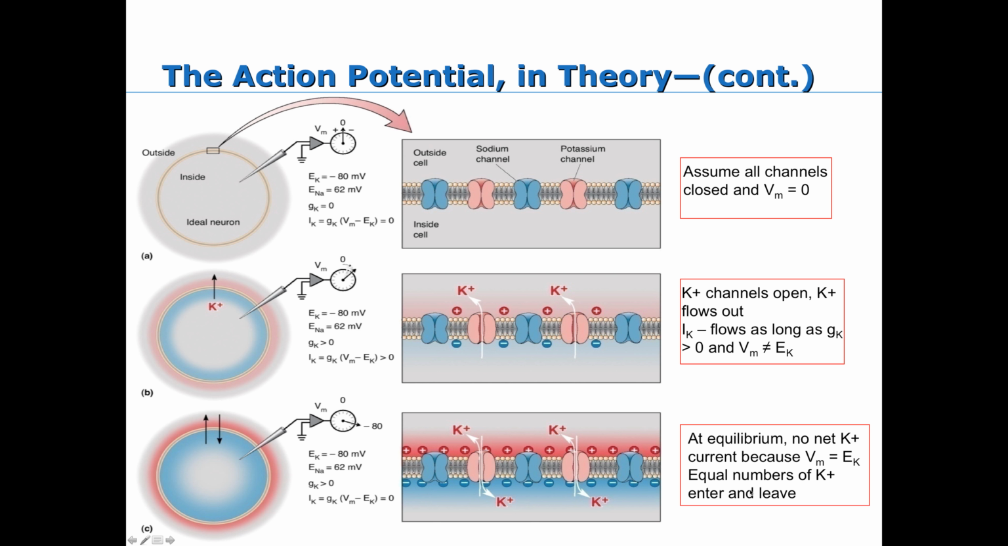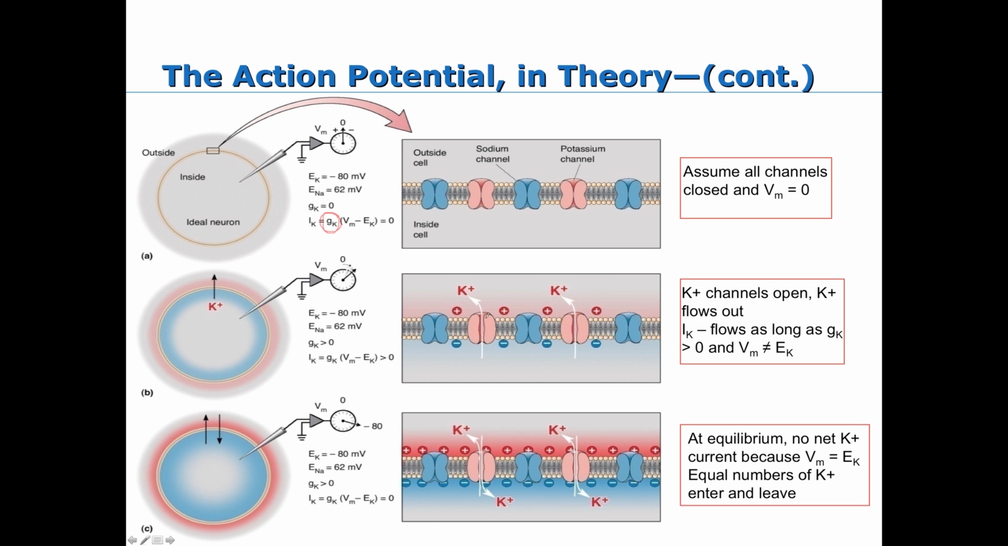So here's an ideal neuron, and this is looking at the action potential in theory. We have our equilibrium potential for potassium at negative 80 millivolts, and our equilibrium potential for sodium equal to 62 millivolts. In this case, there are no channels present. We're assuming that all channels are closed. If your conductance of potassium is 0, then there's no current flow, because anything multiplied by 0 is 0.